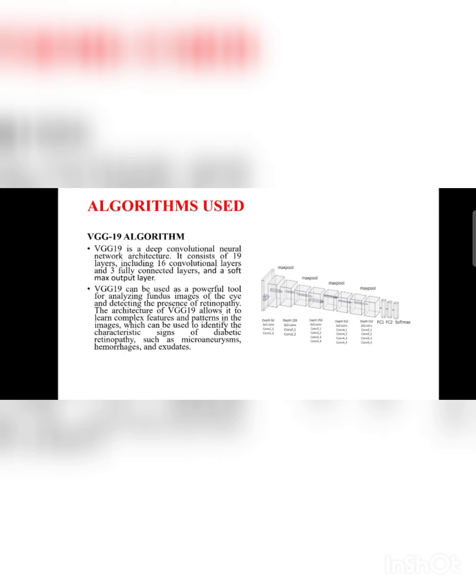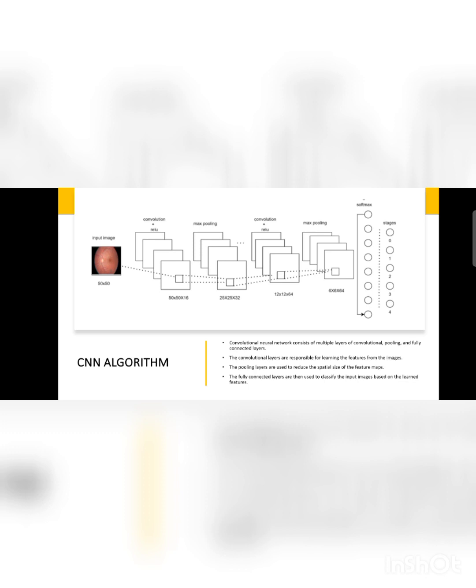VGG is a deep learning convolutional neural network architecture. It consists of 19 layers, including 16 convolutional layers, 3 fully connected layers, and one softmax output layer. VGG19 can be used as a powerful tool for analyzing the fundus images of the eye and detecting the presence of retinopathy. The architecture is designed to extract features from the input images and classify them into the different stages. VGG19 for diabetic retinopathy detection involves fine tuning a pre-trained model. We can see the convolutional layers of the CNN algorithm.